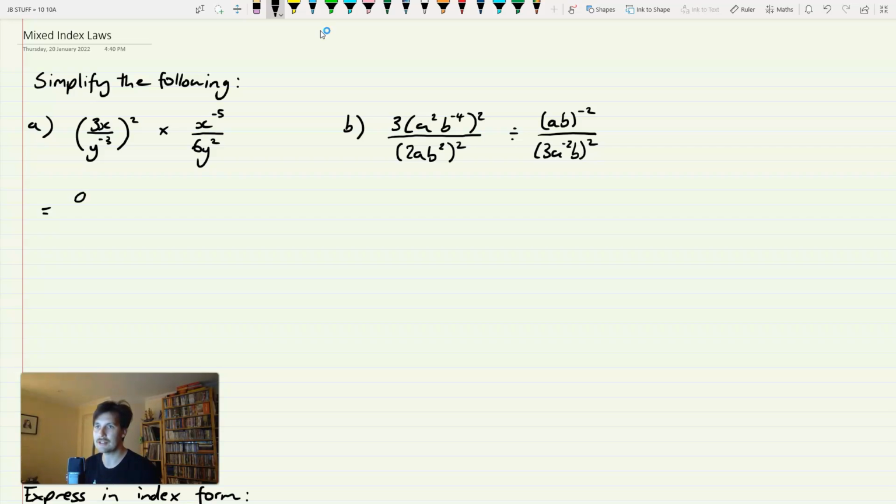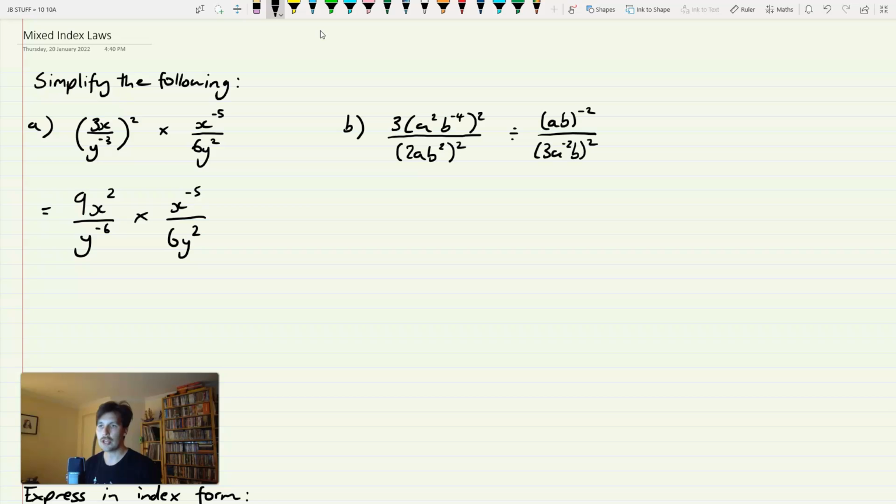So 3 squared is 9. x to the power 1 squared is x squared. And then on the denominator, we've got y to the power negative 3 times 2, which is negative 6. And I'm multiplying that by x to the power negative 5 over 6y to the power 2.